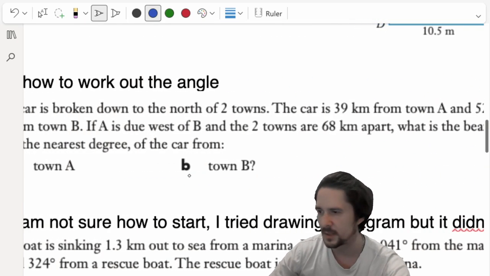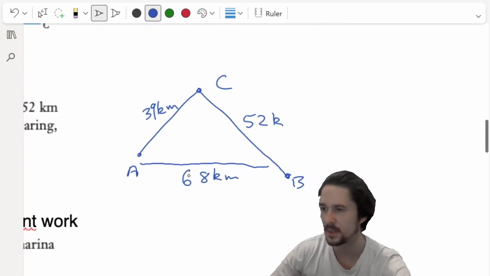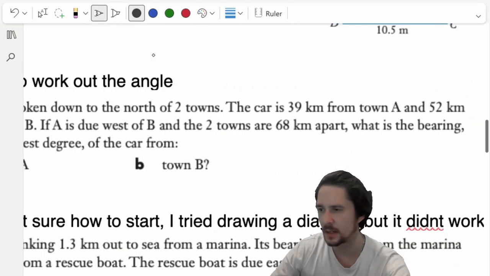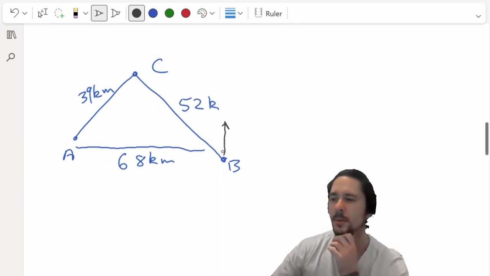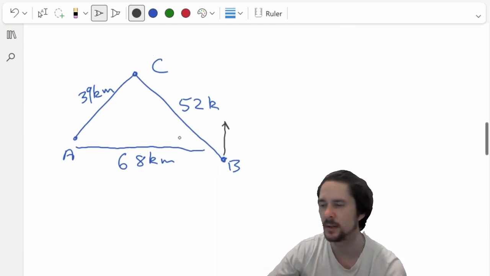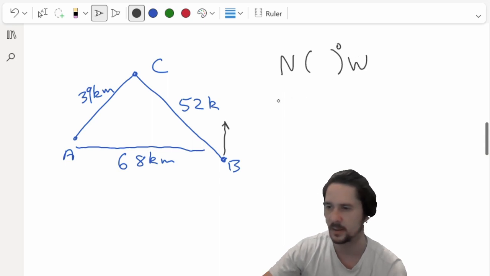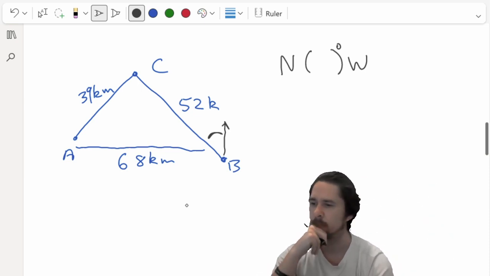So part B says, what is the bearing to the nearest degree of the car from town B? So if we put in a little north line here, let's see, it doesn't say what kind of bearing, like three-figure bearing or compass bearing. I'm probably going to do a compass bearing. So we can see straight away that from town B, it's going to be north and then some number of degrees west. So that number of degrees is going to be this number in here. So we need to find that angle. All right, let's see. How are we going to go about this?